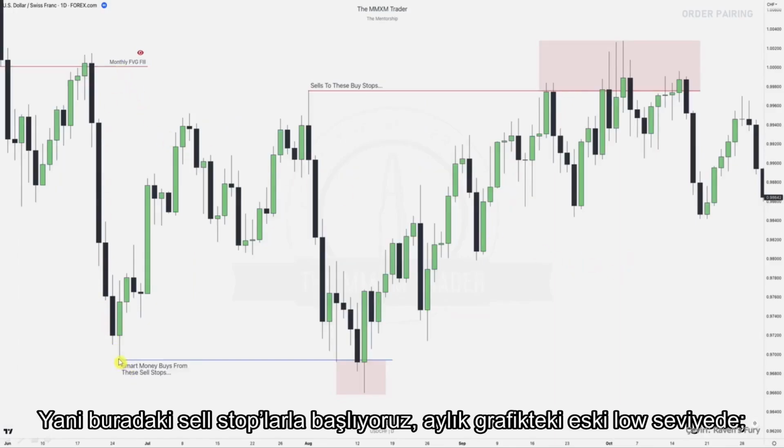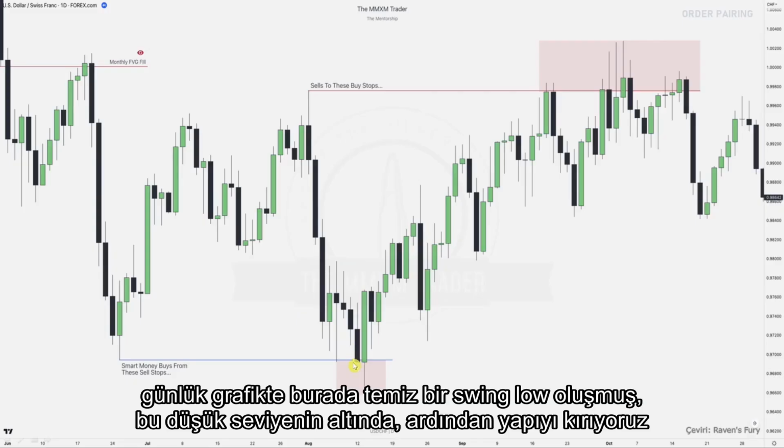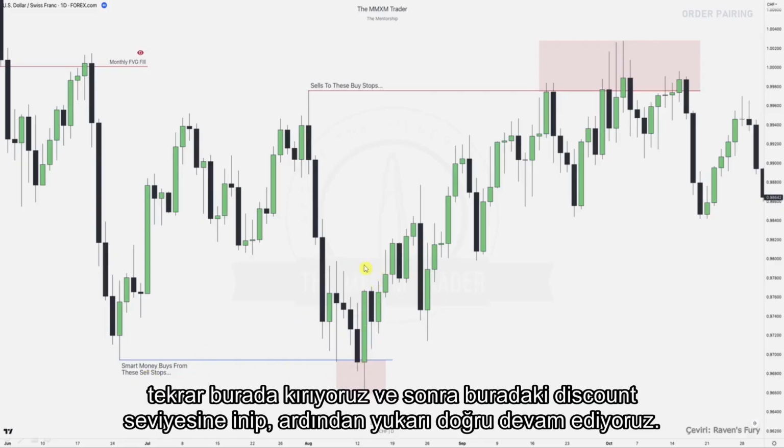Right, so we start off with those sell stops over here, that old low on the monthly chart. On the daily, we have a clean swing low formed down here below this low, and then we're breaking up structure again over here, breaking here, and then continuing down into discount over here, and then continuing up.